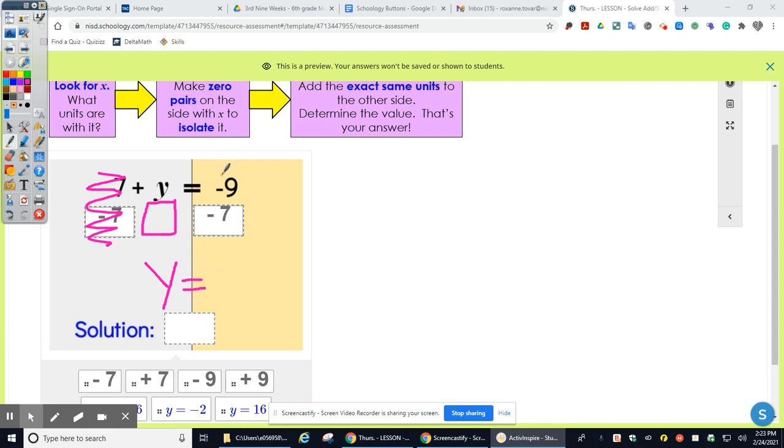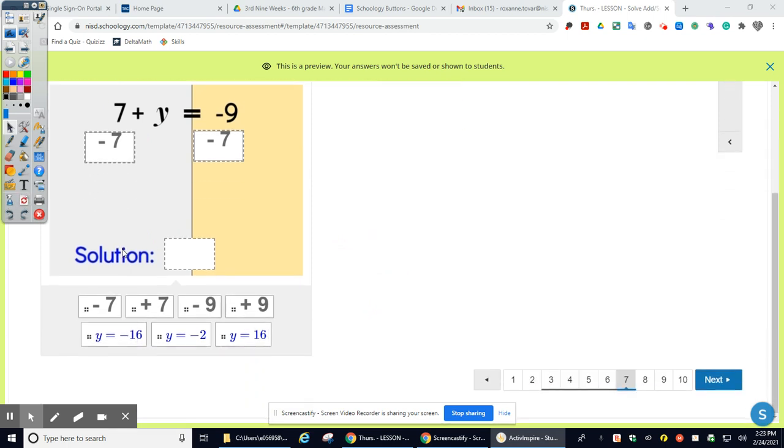And remember, a negative 9 and a negative 7 are the same sign, so we're really going to add 9 plus 7, which is 16. And then because they're both negatives, we want to keep them negatives. So my answer here is y equals negative 16. So I'm going to go ahead and put my y equals negative 16 here.